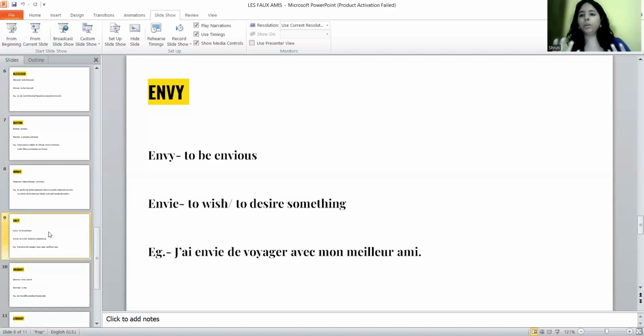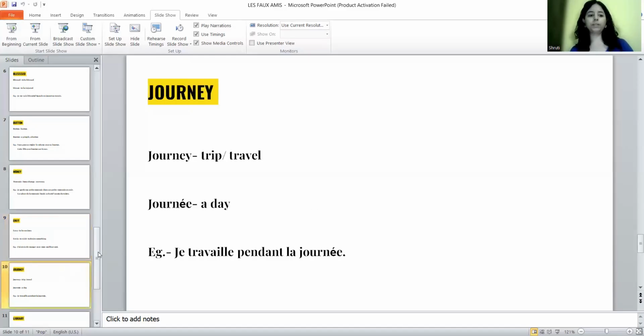Envy. So everybody knows envy means to be envious of somebody, right? But in French, it has a different meaning altogether. It means to wish or to desire something. For example, j'ai envie de voyager avec mon meilleur ami, which means I have a desire to travel with my best friend. So again, there is a complete difference. The words look so much more similar. Let's look at the next word.